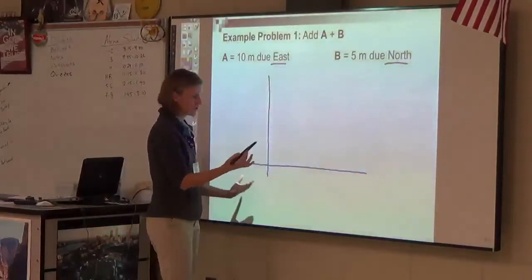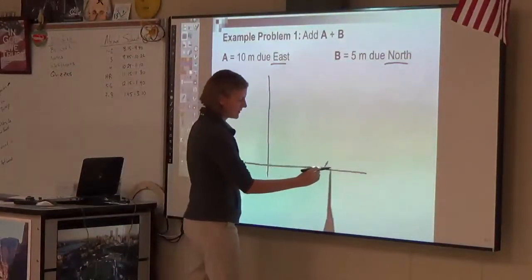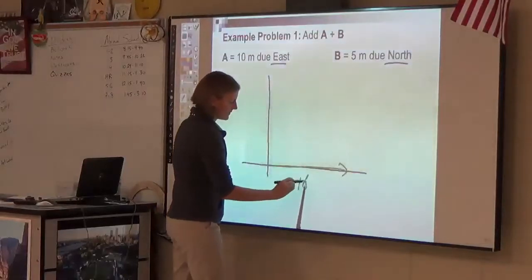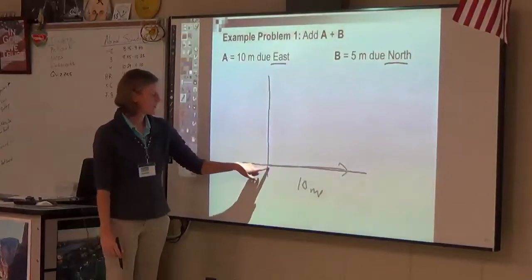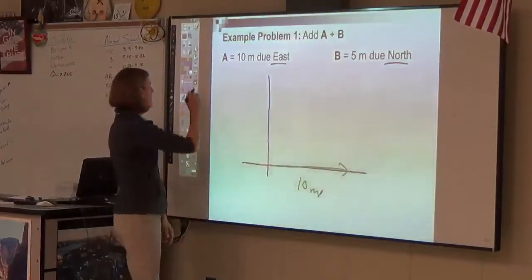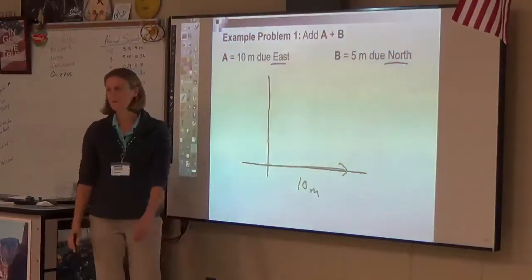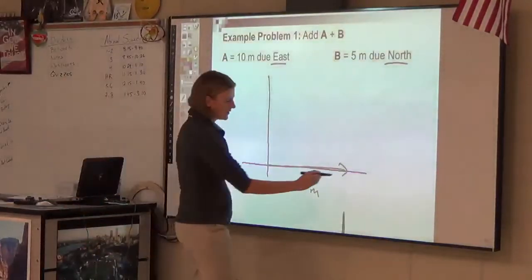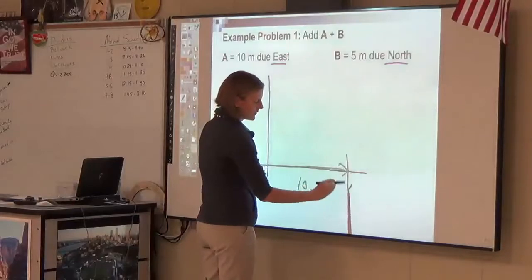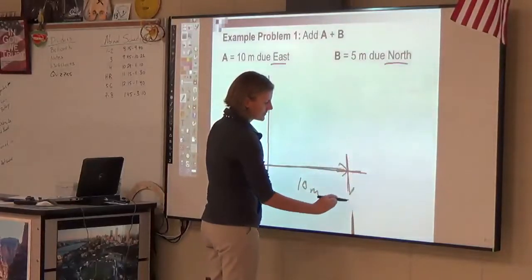Step 1, draw one vector. And I'll label it 10 meters to the east, starting at the origin. Step 2, that was to draw the mini coordinates. So here's the head of the vector I just drew. I'm going to draw another little x and y axis.